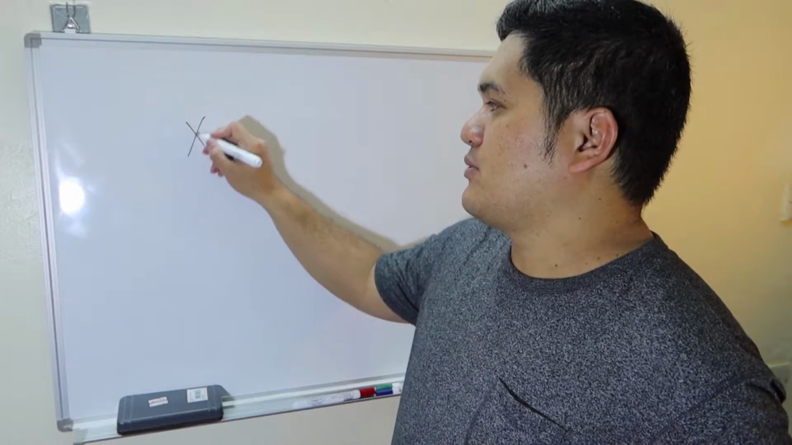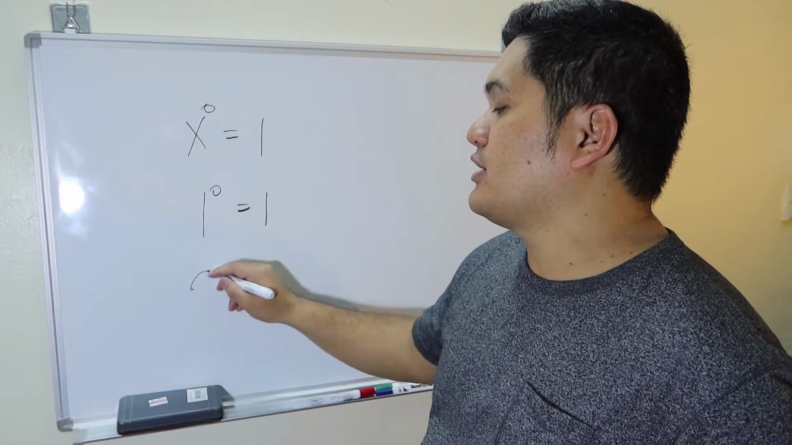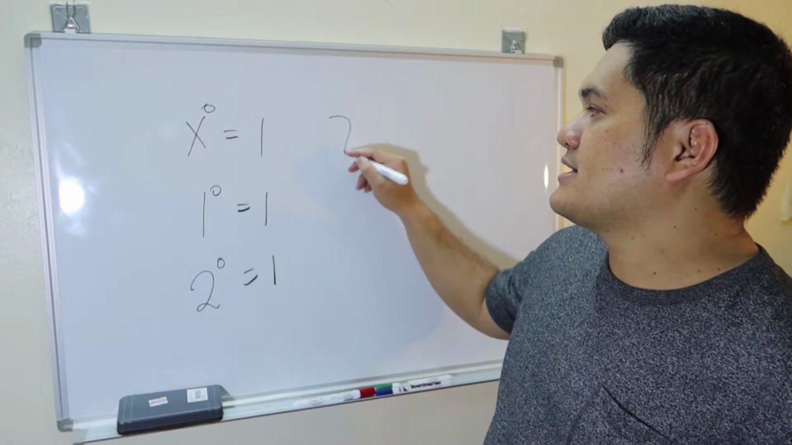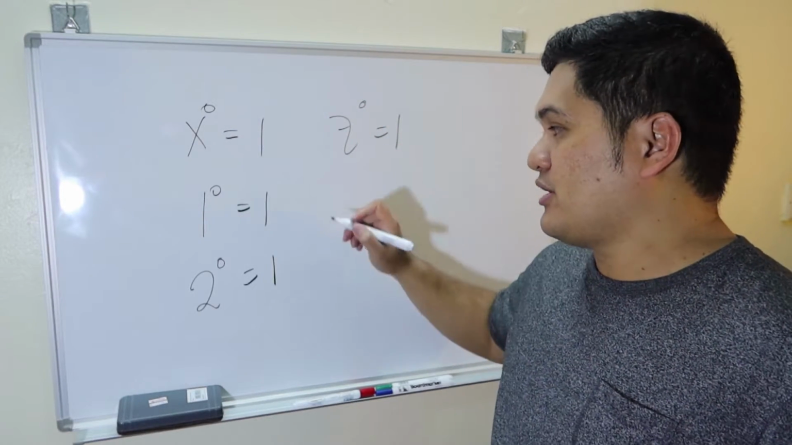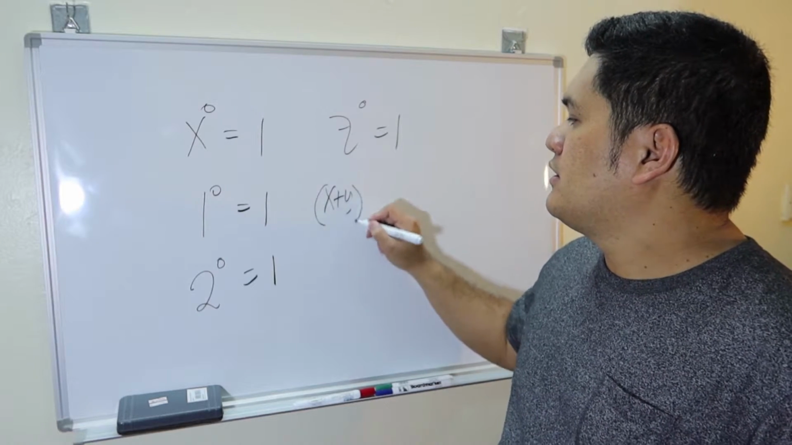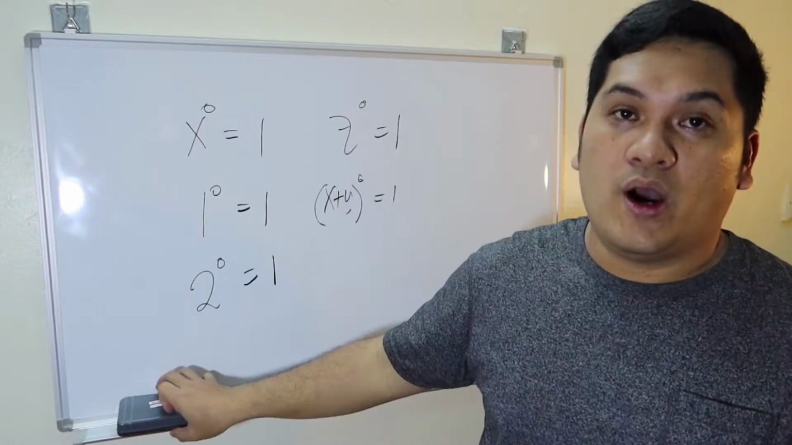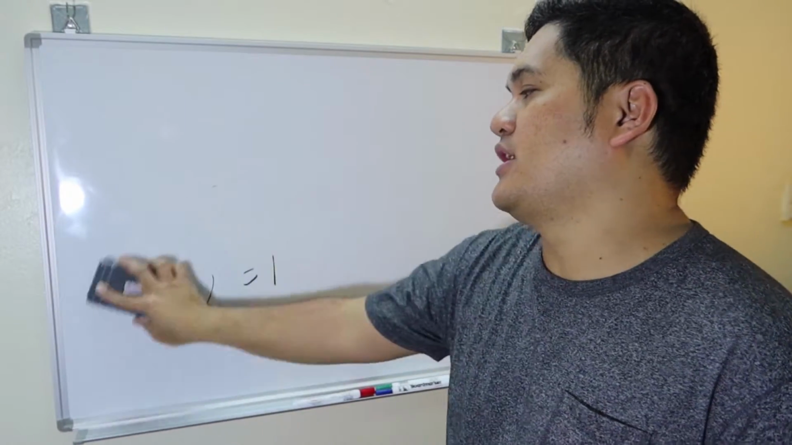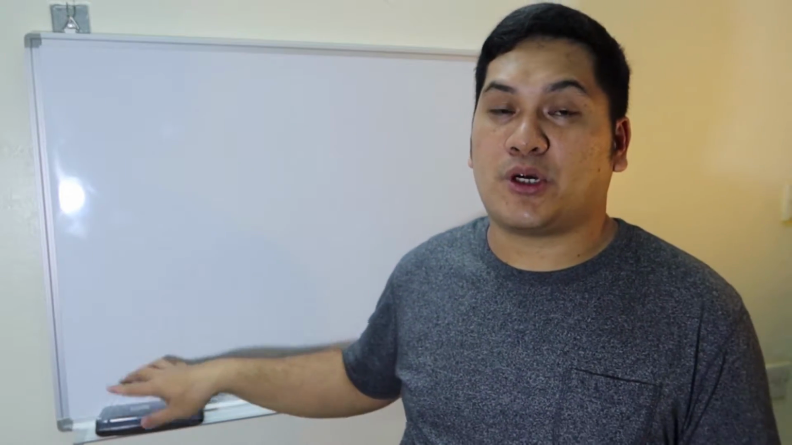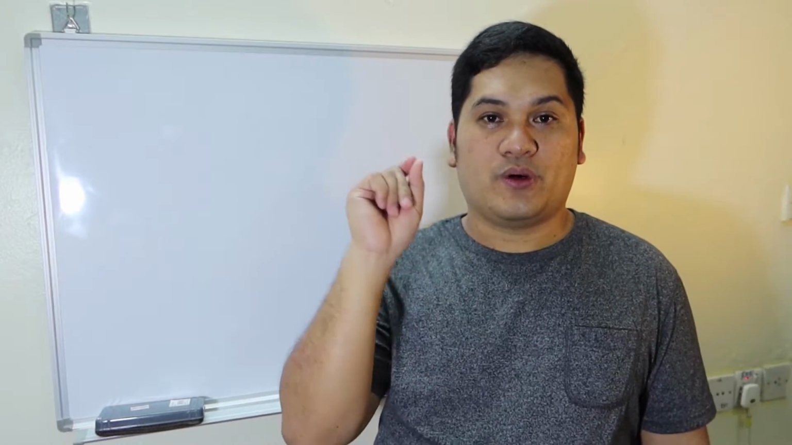Kung meron kang x raised to 0, your answer would be 1. Kung meron kang 1 raised to 0 is equal to 1. Meron kang 2 raised to 0 equals to 1. Meron kang z raised to 0 is equal to 1. Any number or any expression x plus y raised to 0 is equal to 1. So, any expression of a number raised to a 0 is 1. So, kung may quiz, meron ka ng dalawang sagot sa ating first and second rule. So, first rule, any number raised to 1 is just its number or just its base. The number 2 rule, any number raised to a 0, it's just 1.